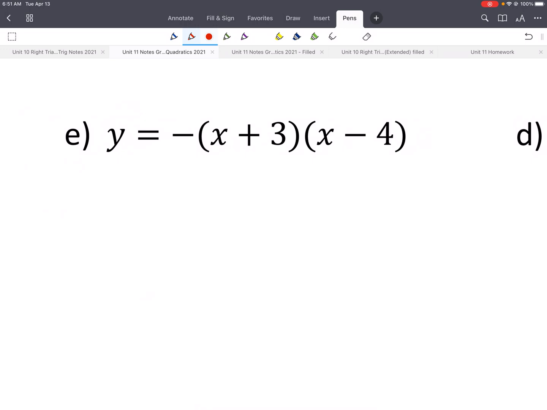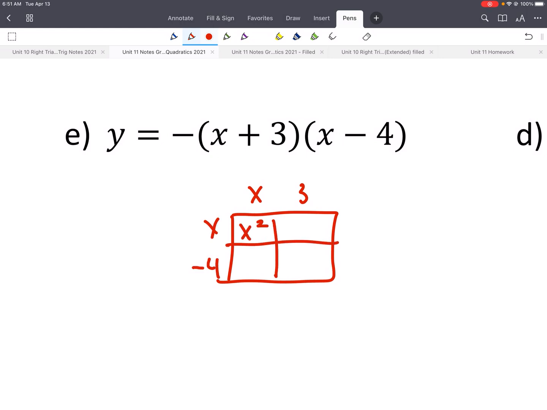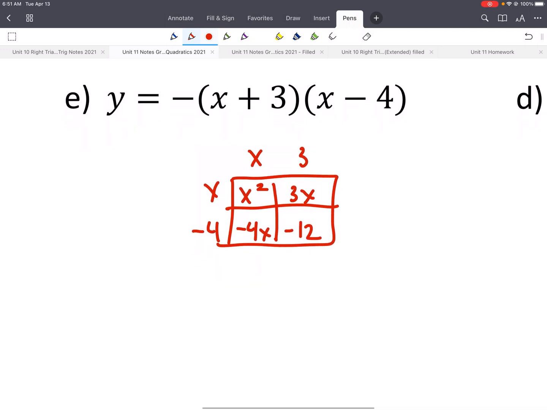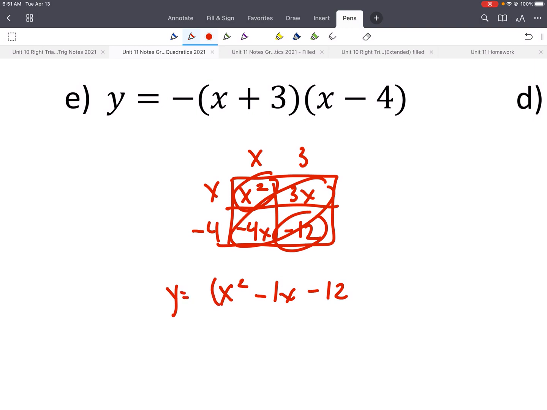Why don't you pause and give this a try? All right. Maybe I'll use a box method this time. So we have x and 3 and x and negative 4, x squared, 3x, negative 4x, and a negative 12. Combine like terms, so we have x squared, negative 1x, and negative 12. But we still have this leading negative that we need to distribute. So we get y is equal to negative x squared plus 1x, and then a positive 12.